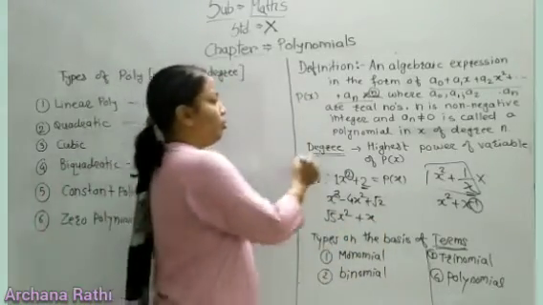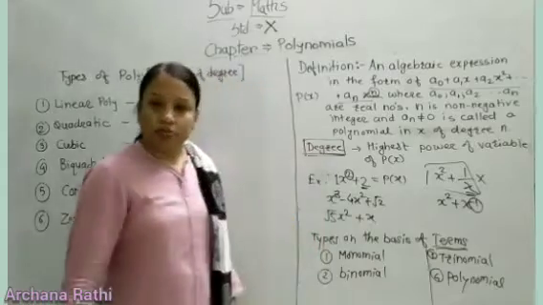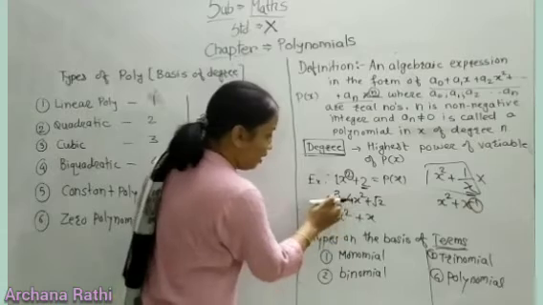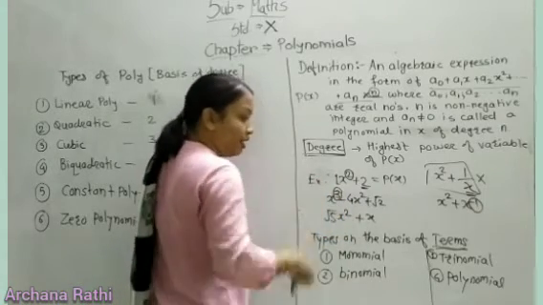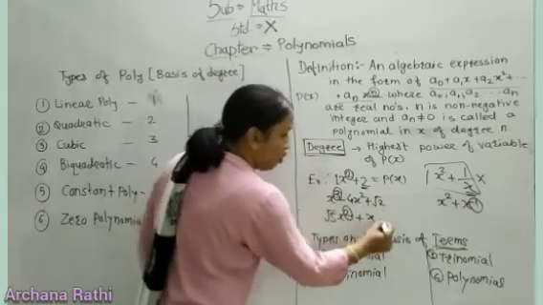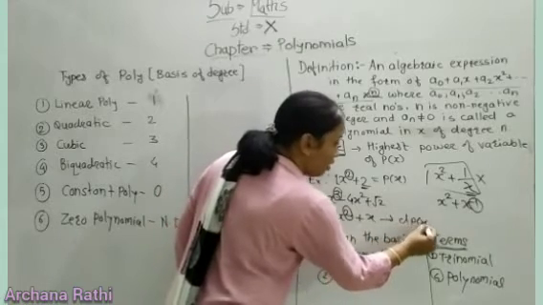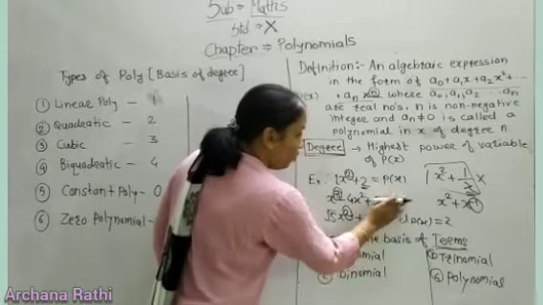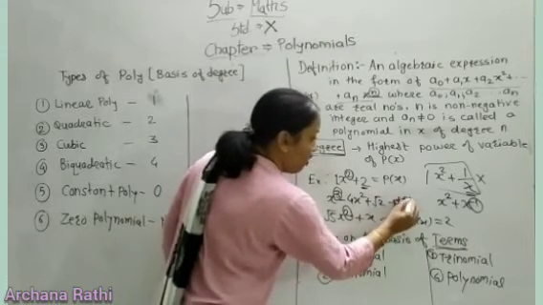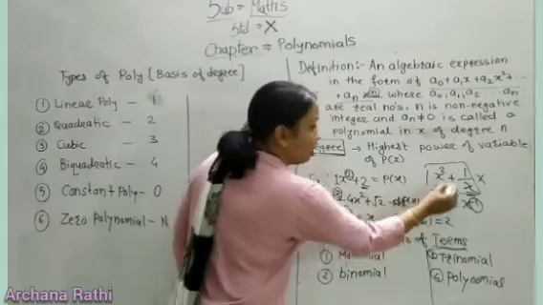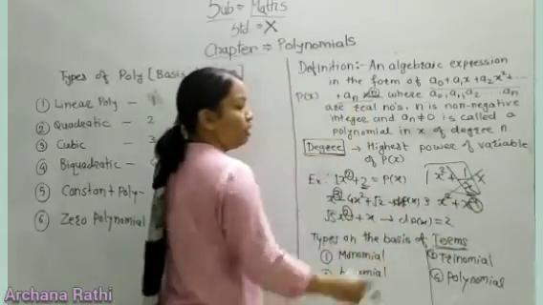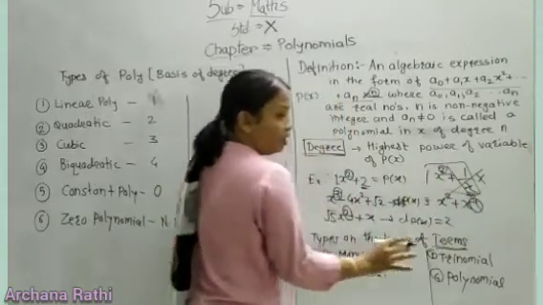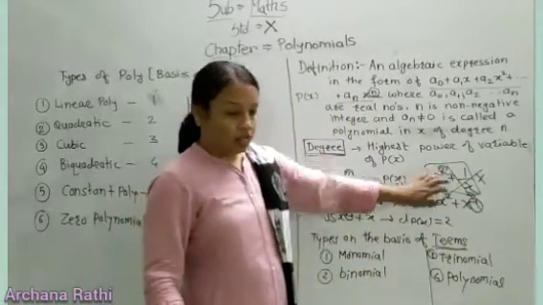Now you know very well that the degree of a polynomial is the highest power of the variable. In the examples here, 2 is the highest power, so the degree of this p(x) is 2. Here the degree of p(x) is 3. But the other one is not a polynomial, so you are not going to find its degree.